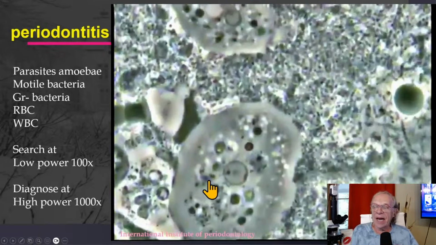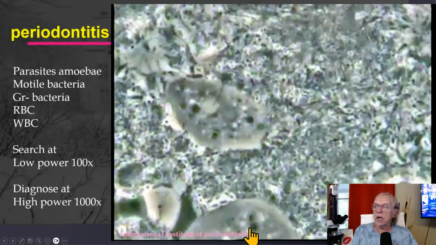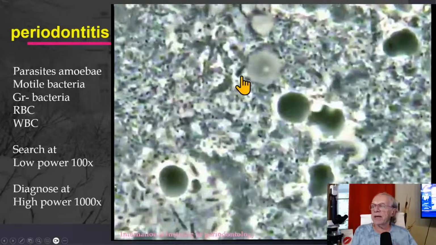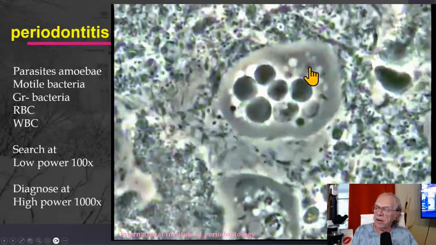So this is Entamoeba gingivalis. You have small ones, big ones. You have the bacteria, you have a baby one here, you have another one.